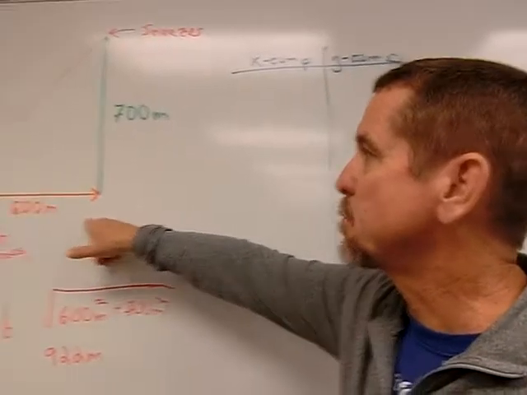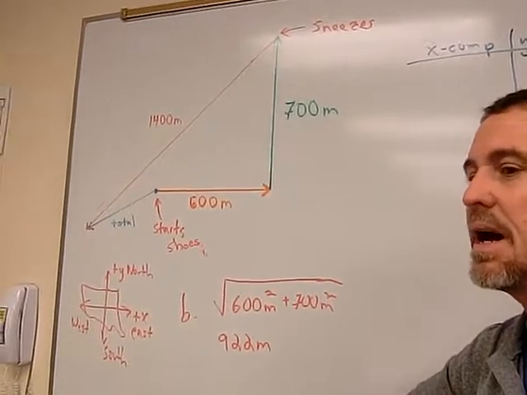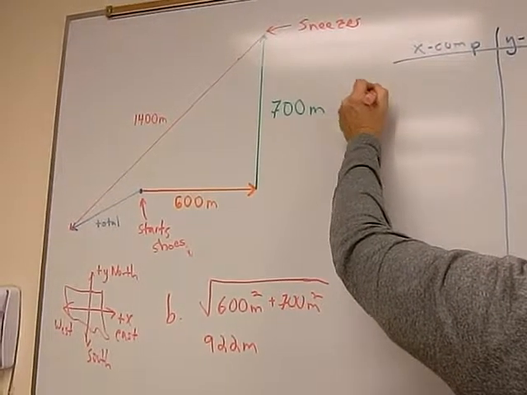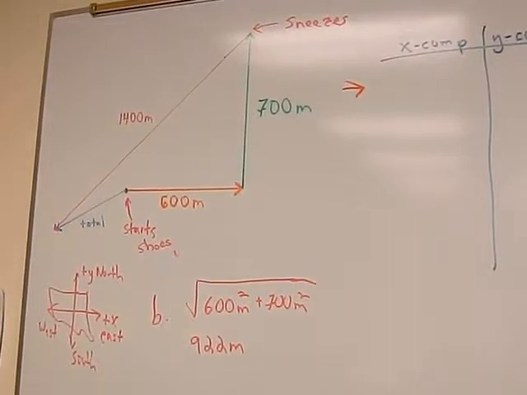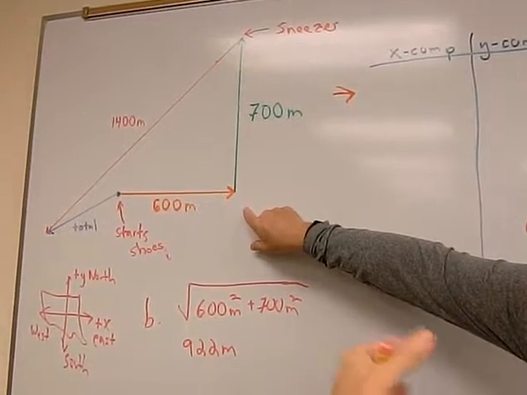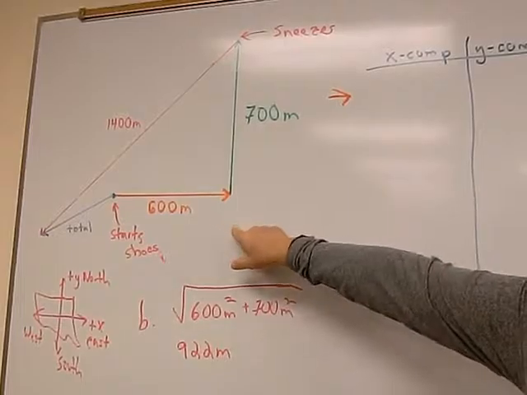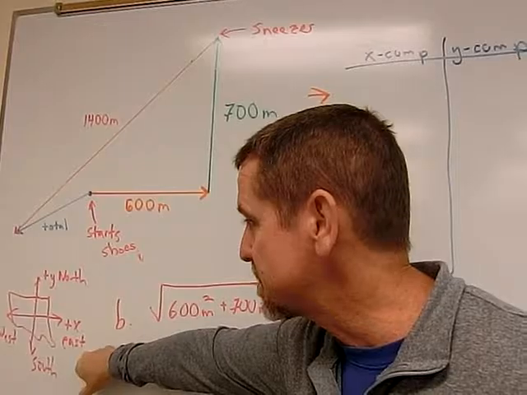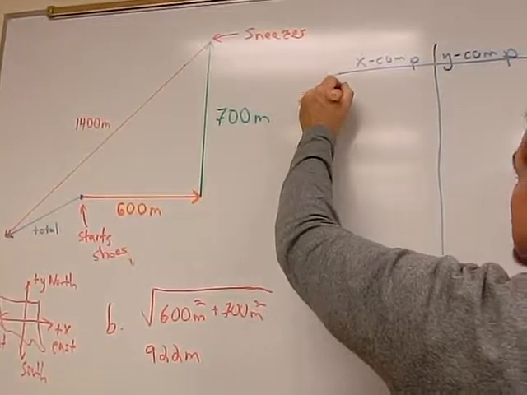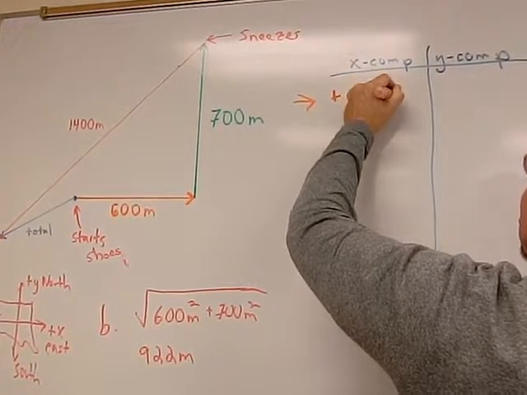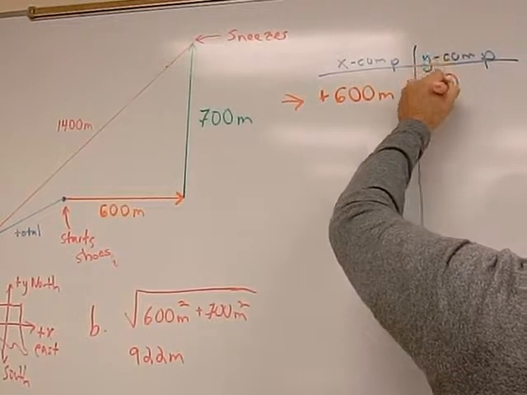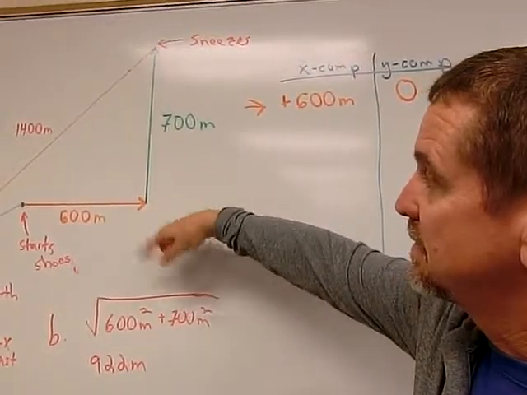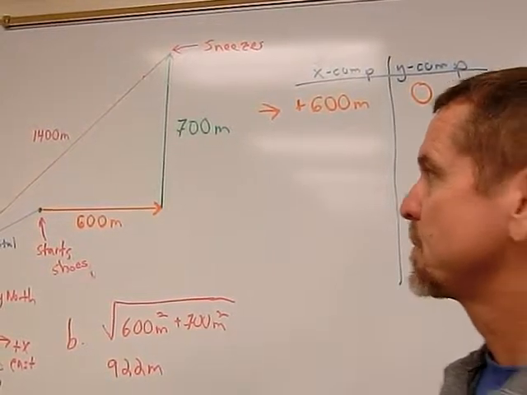Of these three that we're adding together, I gave you two that are easy. The orange one, which we'll do first because it comes first, is easy. Why is this one easy? Because it's all horizontal. It's in the eastern direction. The eastern direction is the positive x direction. So this one is 600 meters in the x and nothing in the y, because there's no north-south in this one.